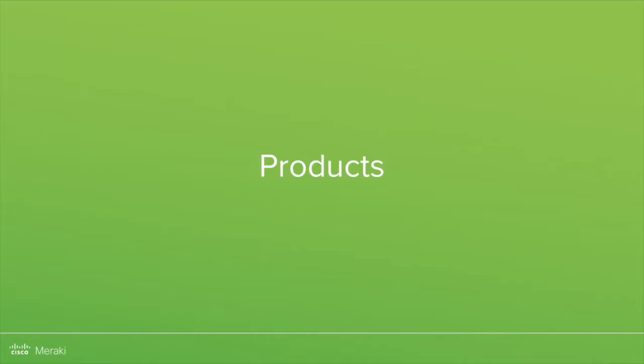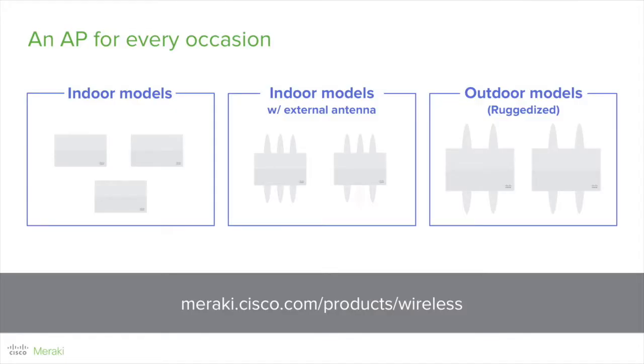Now, I didn't want to put every model of every AP on here because it would have been a horrible slide. But all that I want you to take away from this is that we have pretty much an AP for every use case. We have indoor models, right, omnidirectional antennas, various shapes and sizes, and different numbers of antennas. And I think all of them at this point now are 11AC Wave 2. We do have some new models that we introduced back in January that are indoor access points, but they take external antenna. So that's sort of like an antenna for every occasion.